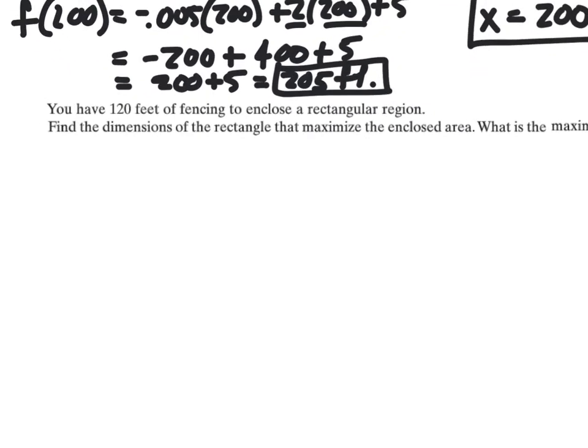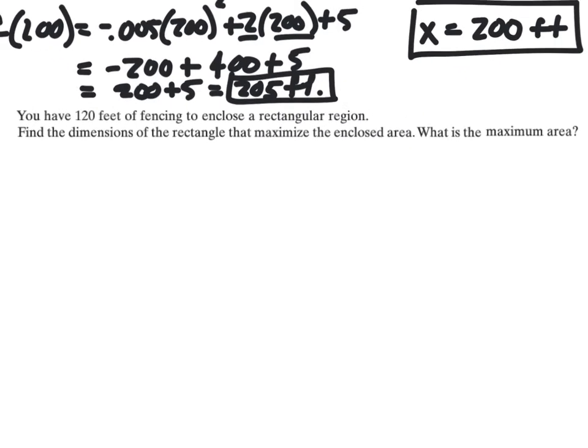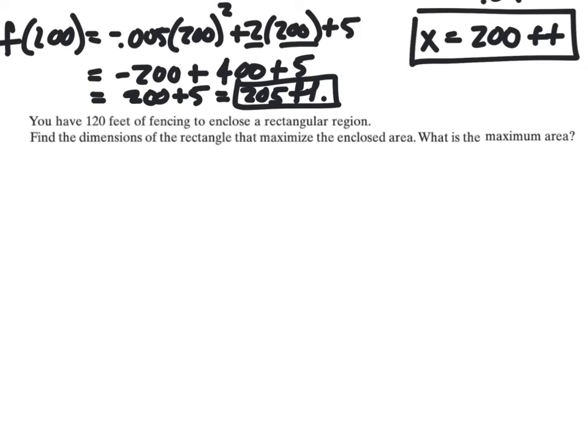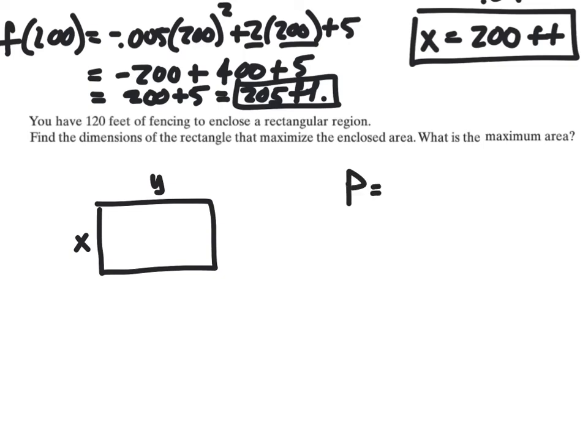You have 120 feet of fencing to enclose a rectangular region. Find the dimensions of the rectangle that maximize the enclosed area. What is the maximum area? So what I want to do here is I want to draw a picture, okay? I'm just going to draw a generic rectangle. And I've got this. I'm going to do x and y, okay? And I know that my perimeter is going to be 120 feet, okay?